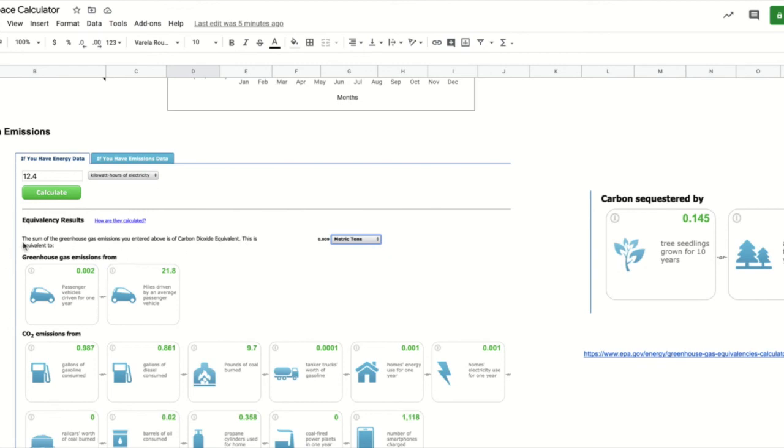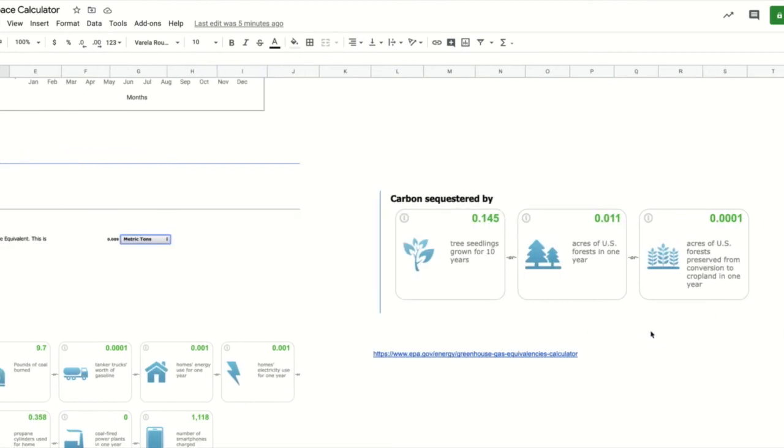And you can see the conversions here, but that's the same amount of gas emitted from 0.002 passenger vehicles driven for 1 year. And you can see the rest of the conversions here, pretty interesting. But I think even more interesting here is the carbon sequestered. It's the same amount of carbon which can be sequestered by 0.145 tree seedlings grown for 10 years or 0.011 acres of U.S. forests in 1 year. So yeah, we can see how our impact is not that bad because our machines are actually pretty good.